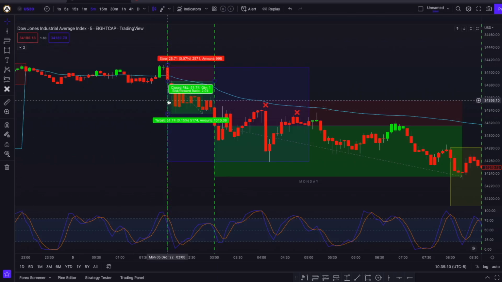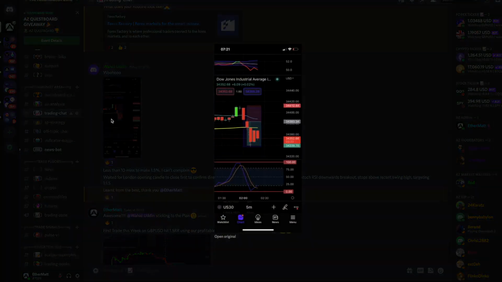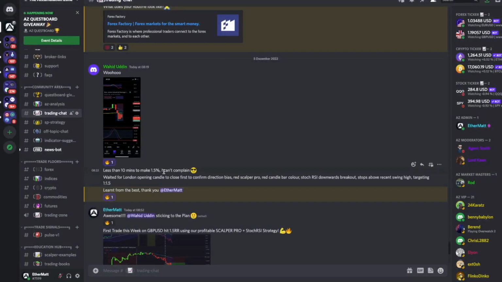This first trade I could not take, it was too early for me. I was busy focusing on the GBP USD chart, but one of our community members took this trade right here, Wahid. We waited for the London opening right here at 2 AM. He entered on the open of the next candle with a confirmed stochastic RSI crossover. The Scalping Pro was colored in bearish, and it looks like he did it all from his phone, so very simple. Keep it going. In less than 10 minutes, made 1.5%, can't complain.